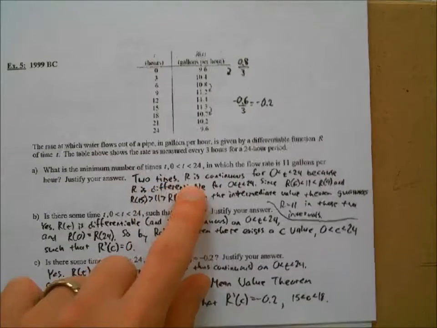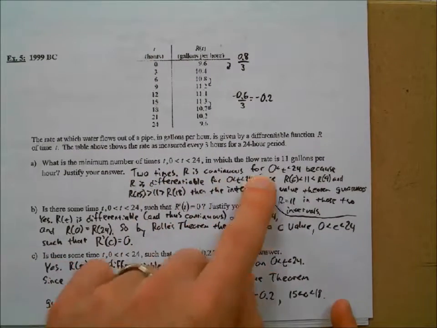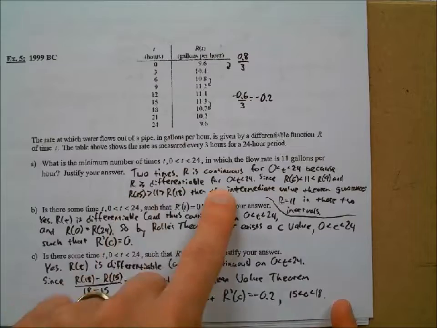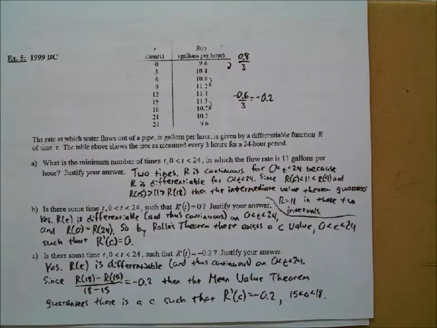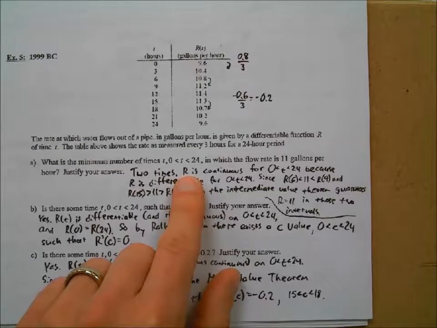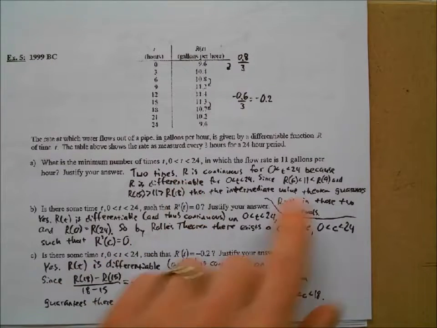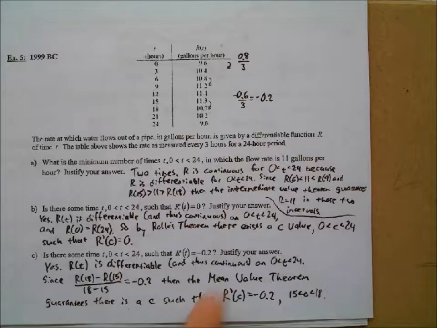R is continuous for 0 less than t less than 24 because R is differentiable for 0 less than t less than 24. Okay, in order to use the intermediate value theorem, you must show that you have met the necessary requirements to use it. Intermediate value theorem requires that our function is continuous. In order to establish that the function is continuous, we just need to state that it's differentiable, right? Because that's what we're told here. The function is differentiable, so therefore it's also going to be continuous, right? That's one of the properties we know of differentiability. It implies continuity.